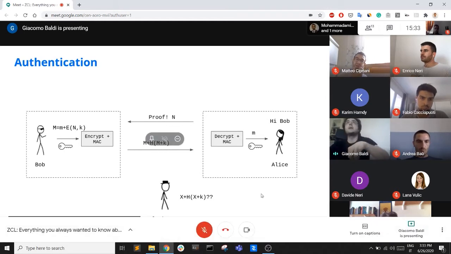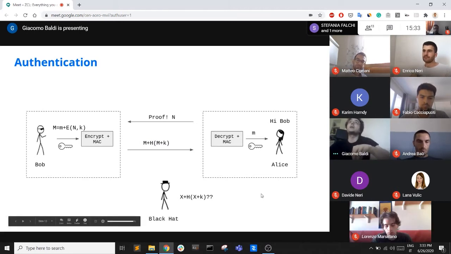Alice now knows that the message is authentic and that only Bob can have sent the message to her, because it contains the number that she challenged Bob with. So this is different from authenticity. This is a property of the communication, an aliveness property. Bob should be there while Alice is talking to him. Black Hat cannot do anything, because he doesn't know the key, and he cannot reuse previous messages because each communication starts with a different number, and this prevents Black Hat from taking the place of Bob.